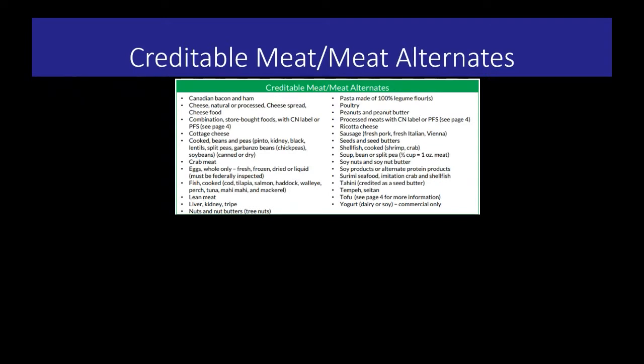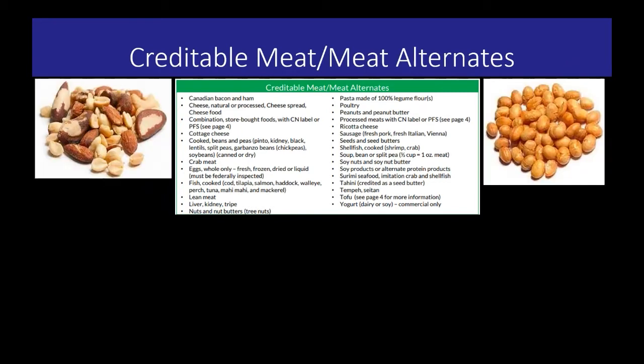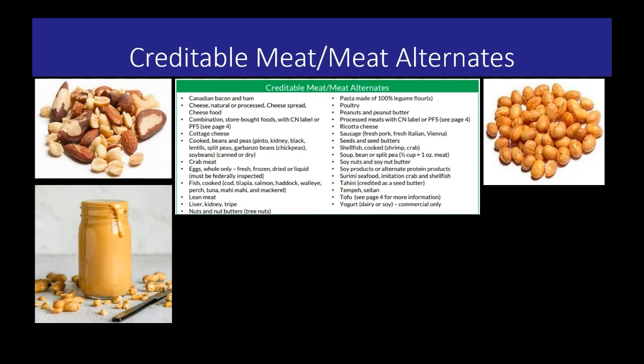So next, let's look at the creditable meat alternate section. As you can see, there are a lot of different types of creditable meats and meat alternates to choose from. Some creditable items are tree nuts, peanuts, soy nuts, and seeds, as well as their butters. For example, nut butters including almond, cashew, and peanut, soy nut butter, sesame seed, and sunflower seed butters.